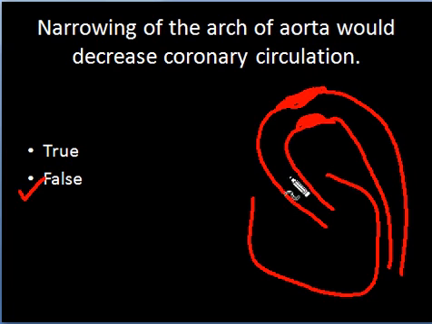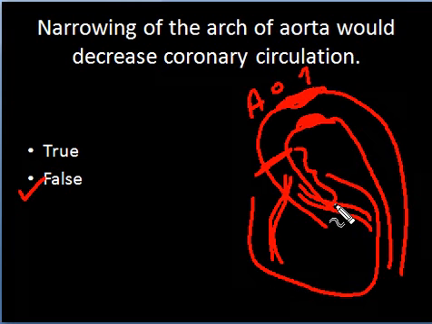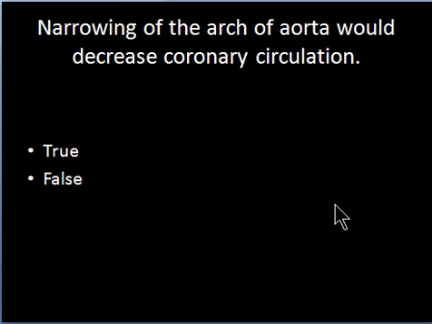The reason it's false is because the coronary arteries come off from the ascending aorta. So this part is the ascending, and this area here is the arch of the aorta. So the coronary arteries, the right and the left, come out from here. So blood has already flown in here and then it's going there. If it is narrowed, actually there'll be more blood here. So actually the blood in the coronary arteries would be more than normal. So it would not decrease coronary circulation. So that's the answer to this question.